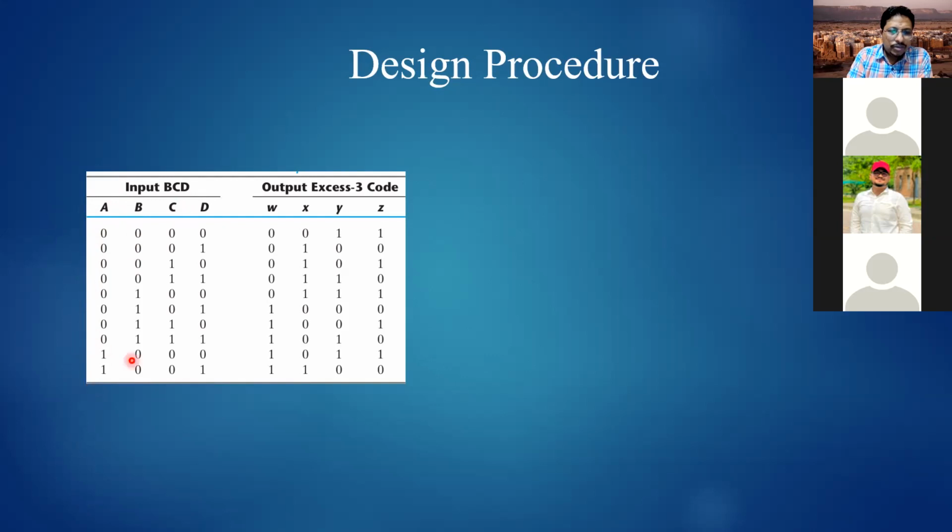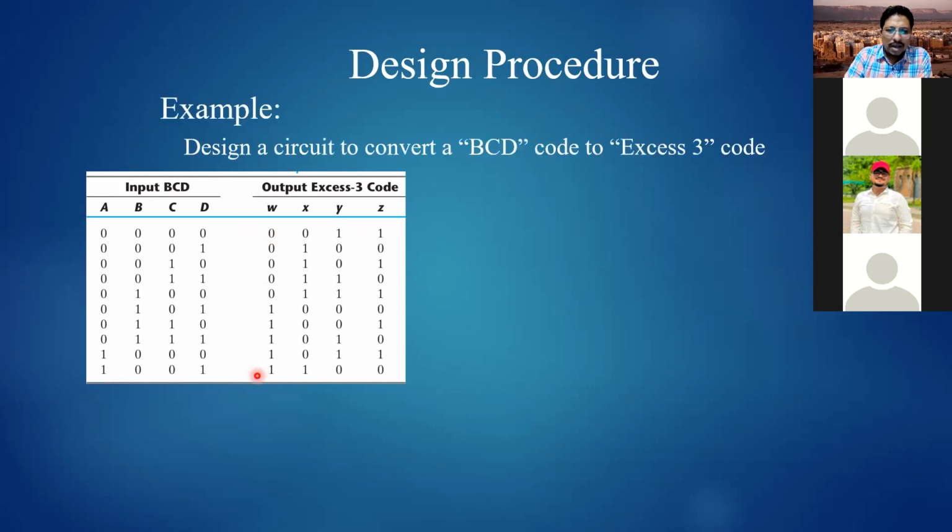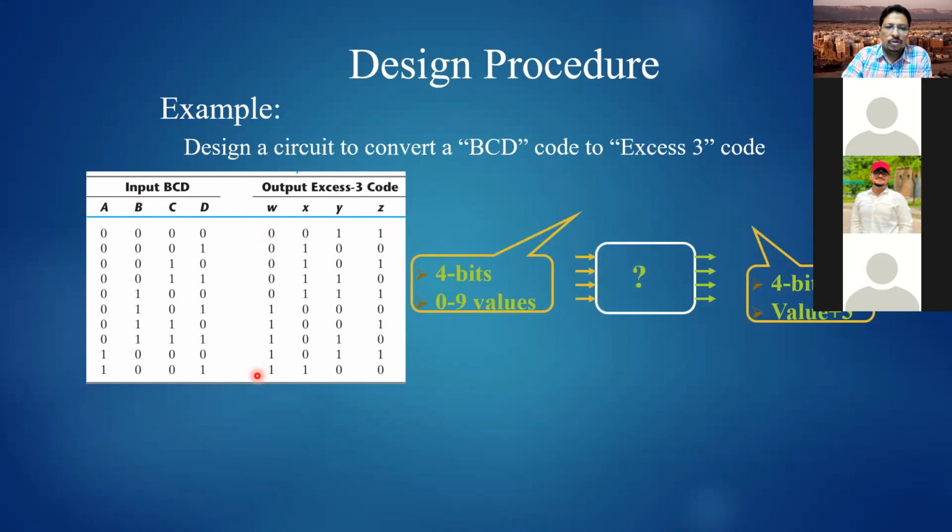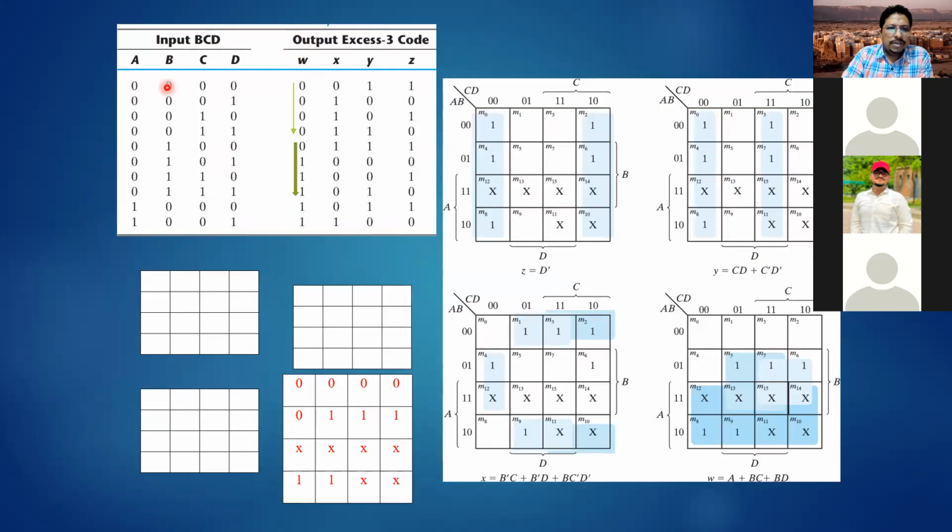Each input of these will have 4 outputs, W, X, Y, Z. So for this one, we will construct a truth table and a K-map. 4 bits from 0 to 9, and I will have 4-bit values also. For the first one, for ABCD, I will have W, which I can construct here. The first output, by using XS3.